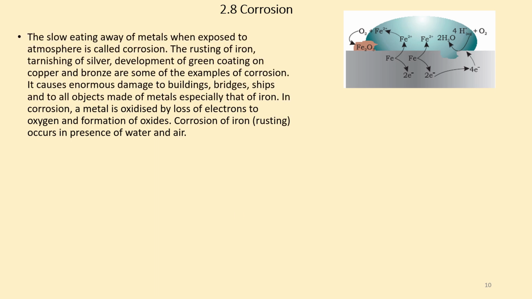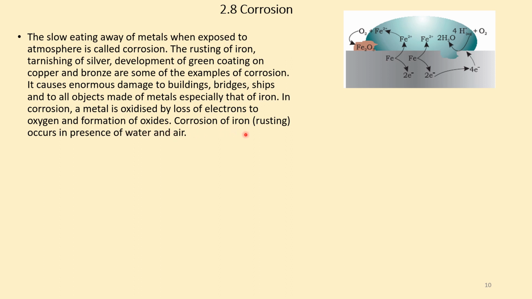Corrosion. The slow eating away of metals when exposed to atmosphere is called corrosion. The rusting of iron, tarnishing of silver, and development of green coating on copper and bronze are some examples of corrosion. It causes enormous damage to buildings, bridges, ships, and to all objects made of metals, especially that of iron. In corrosion, a metal is oxidized by loss of electrons to the oxygen and formation of oxides.